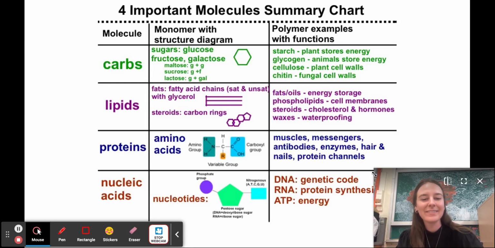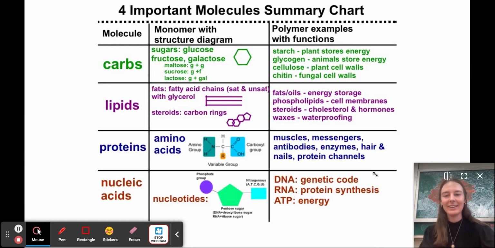Congratulations, you made it to the end of the video. If you've made it here, that means that you've learned a little bit about the 4 major biomolecules, macromolecules, organic molecules, and hopefully you've been filling along this chart as you go. But let's just go over it and make sure you have this in your notes.